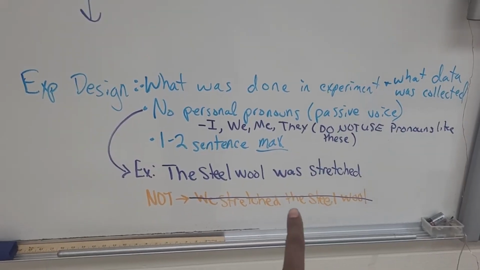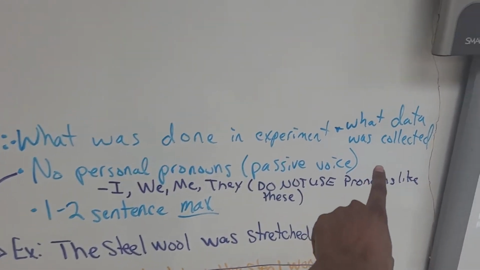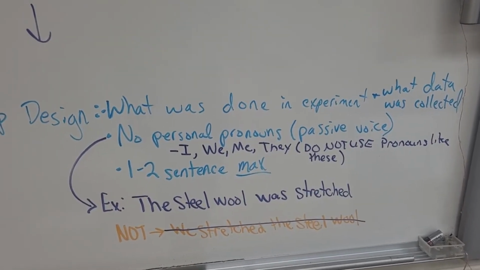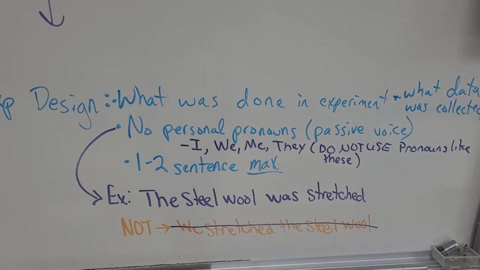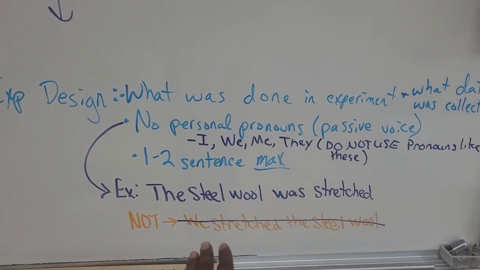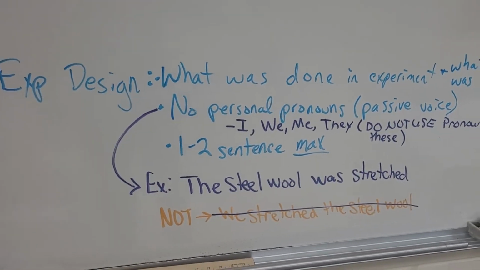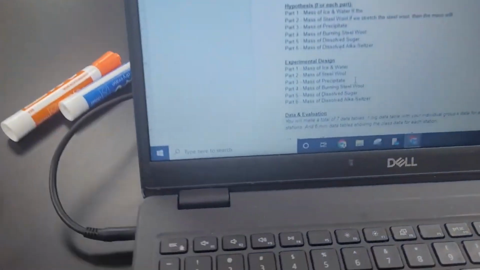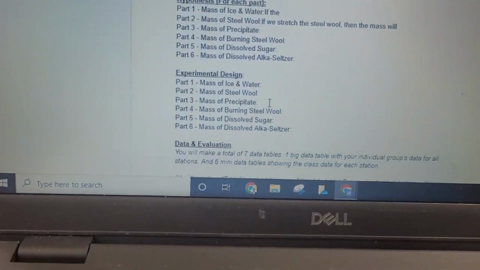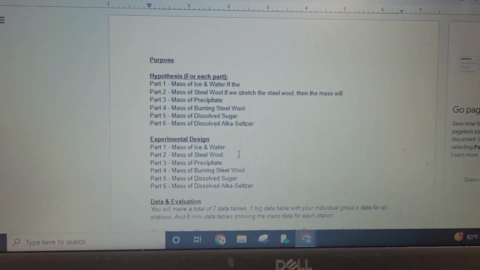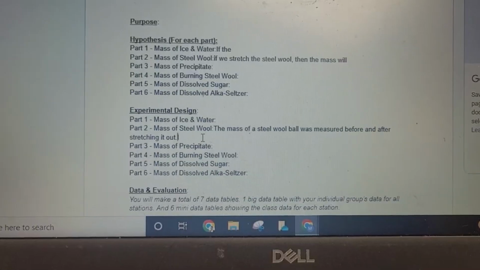This is not a good experimental design yet because we don't have the data that was collected. We don't know what data we collected when we stretched the steel wool. So a better experimental design here would say the steel wool was stretched and the mass was measured before and after it was stretched, right? And there are a few different ways you can do that. You can type it to be more concise and succinct. So for example, we could say something like this.